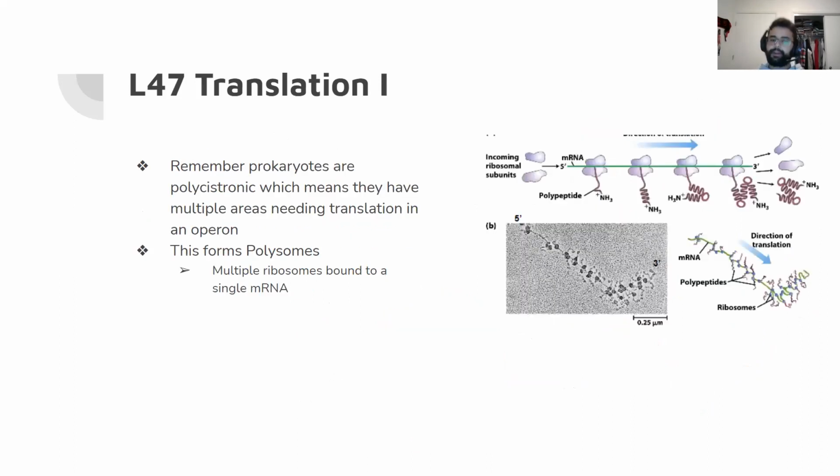So remember that prokaryotes are polycistronic, which means they have multiple areas that can be translated in a single operon. So this is where we're going to see polysomes, which are multiple ribosomes bound to a single mRNA. These are really pretty images. So you see all these little circles, dark figures right there, are going to be the ribosomes on one single mRNA.